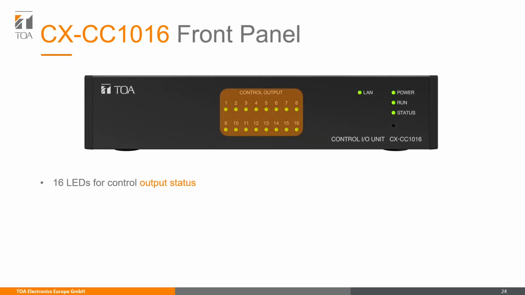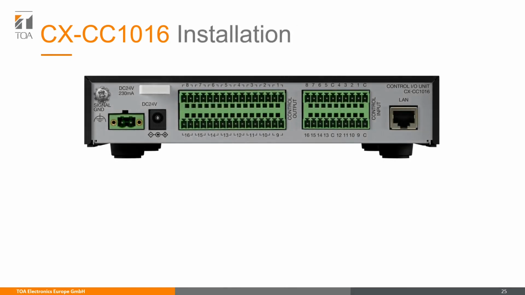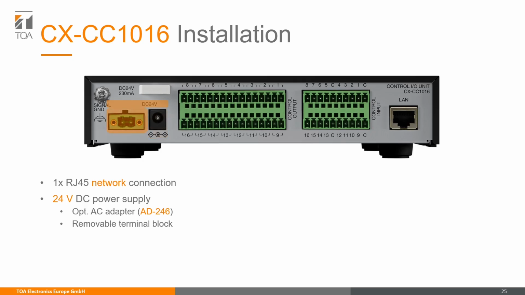And now a look at the front panel. We have 16 LEDs that show the status of each control output. We have again our regular status LEDs and our reset key for device restart. Talking about the installation, this time we only have one RJ45 port for network connection. Also, this device is supplied via 24 volts DC, and this is possible via AC adapter like the 8246 or via terminal block. And we have again a cord clamp for cable fixation. And also applicable for this device, please remember to ground.